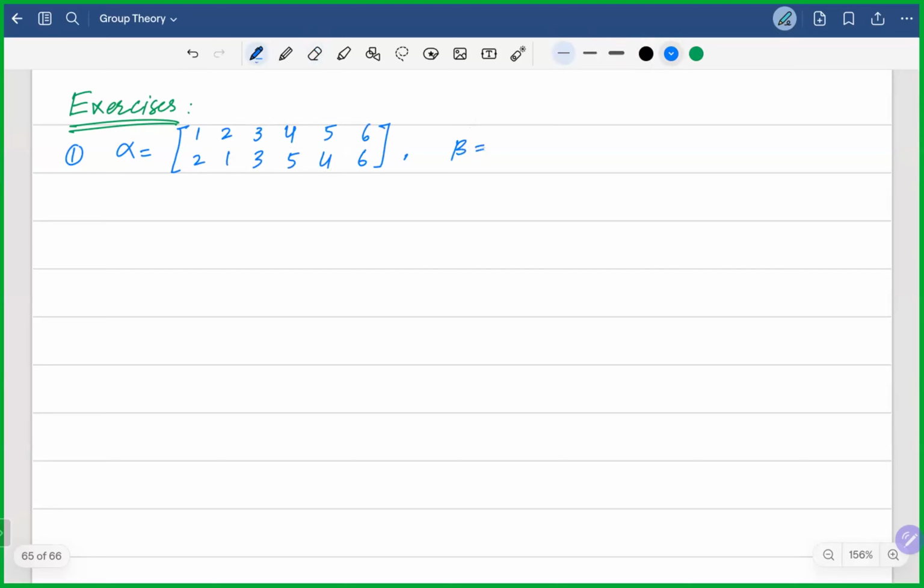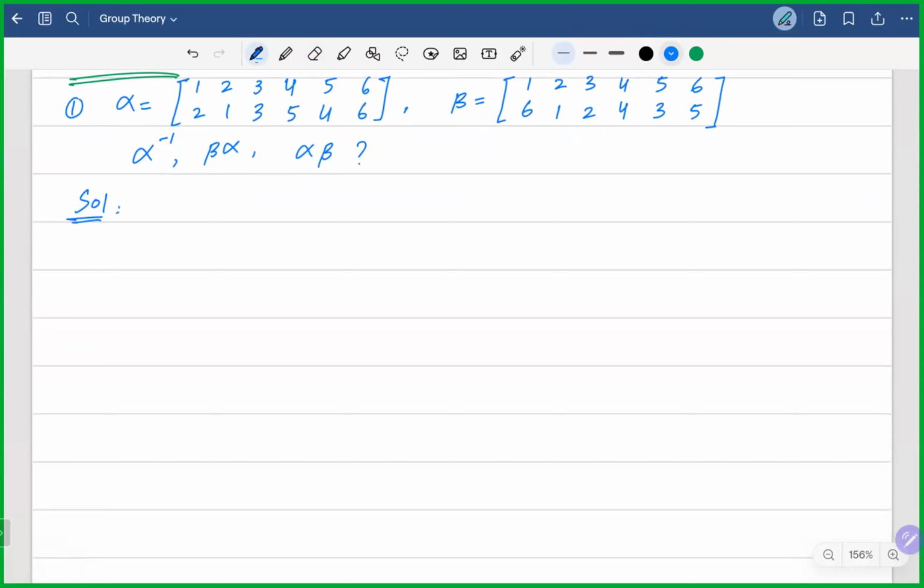And there is permutation beta, which is 1 goes to 6, 2 goes to 1, 3 goes to 2, 4 is fixed, 5 goes to 3, and 6 goes to 5. Right? What we need to find is alpha inverse, and the product of beta alpha and the product of alpha beta. Okay.